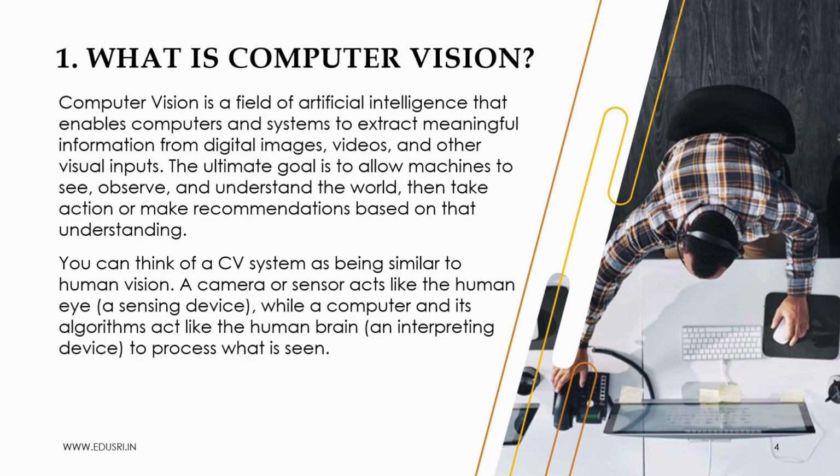We can think of a computer vision system as being similar to human vision. For example, our eyes collect visual information from the surroundings. In a computer vision system, a camera or sensor performs a similar function by capturing visual information. Our brain then processes and interprets what our eyes see. Similarly, in computer vision, the computer and its algorithms process and interpret the information captured by the camera or sensor. So, in simple words, computer vision helps computers see and understand visual information, much like humans use their eyes and brain to understand the world around them.